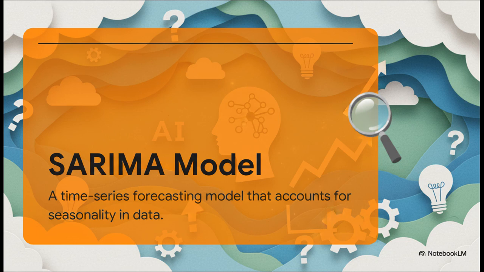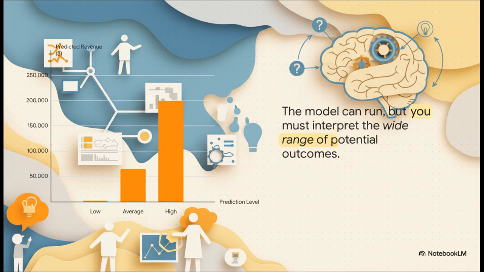And behind the scenes, it chooses to use what's called a SARIMA model. All you really need to know is that this is a totally legit standard statistical method for forecasting that's smart enough to understand seasonal patterns in data. And here's what it comes up with. The average prediction is about 65 grand a week.